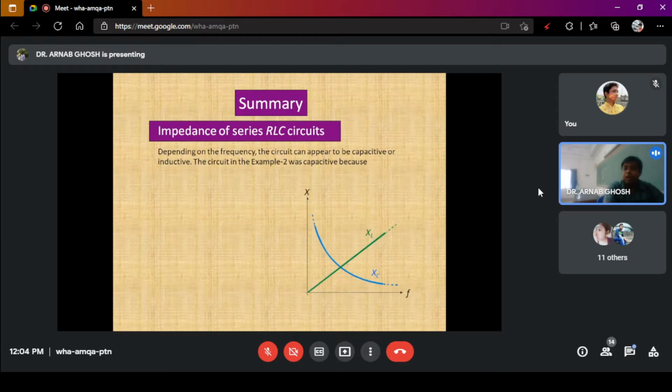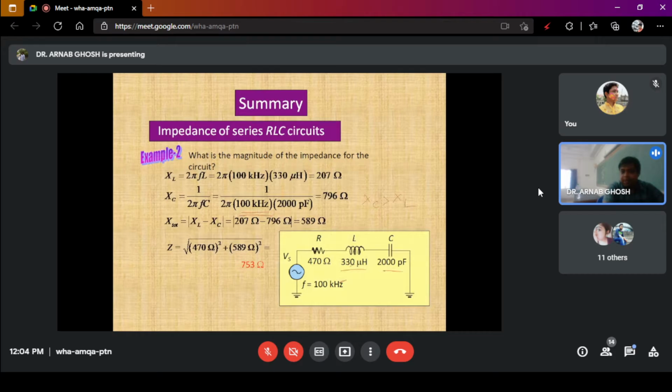Now see, depending on this frequency of 100 kilohertz, XC was greater than XL. So the circuit will appear to be capacitive in nature, because your XC is greater than XL.